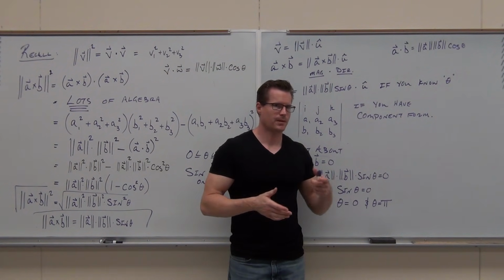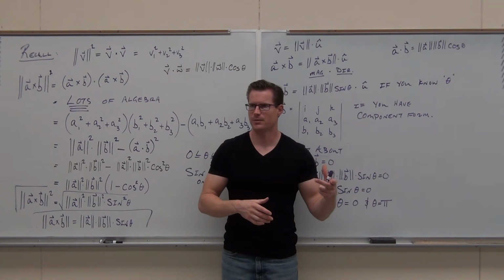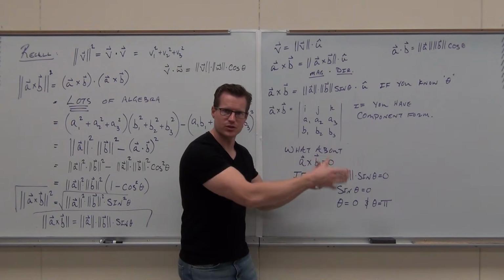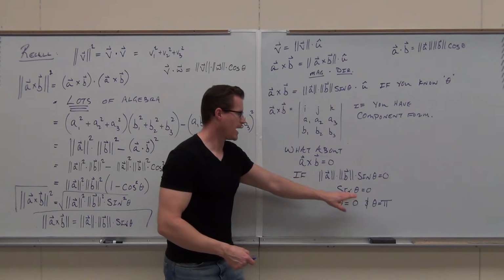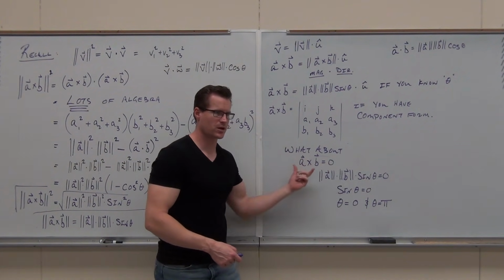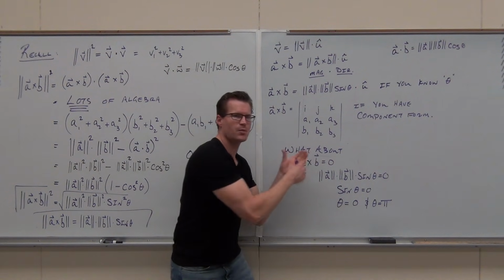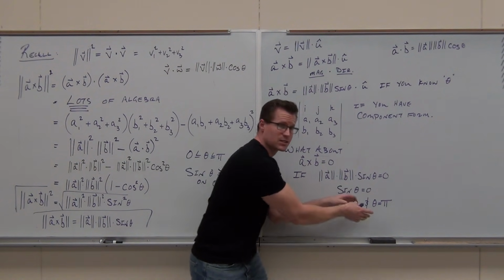Sine is 0 only at 0 and pi. You follow me? Let's put it all back. Let's backtrack. If the angle is 0 or pi, we're going to have 0 here. We're going to have a cross product of 0. This is the only time we ever get a cross product of 0: if sine is 0 or pi.